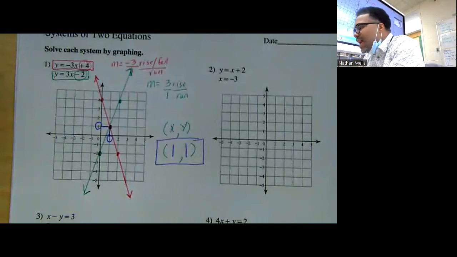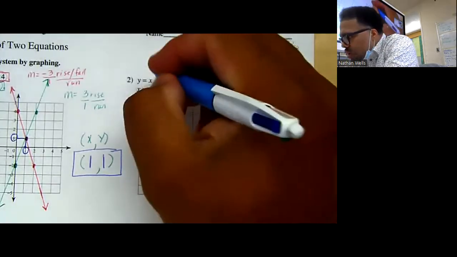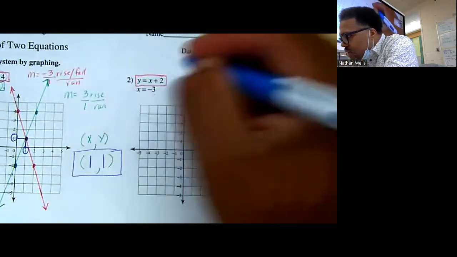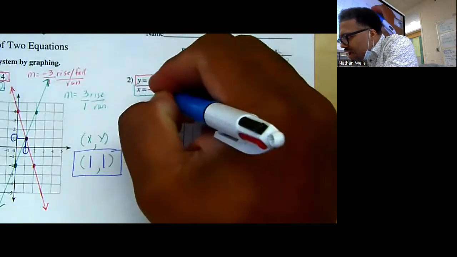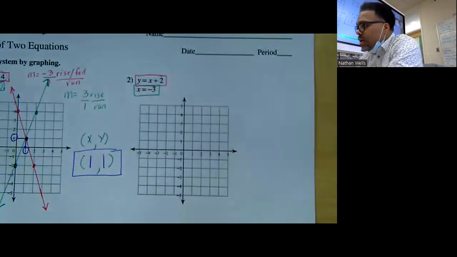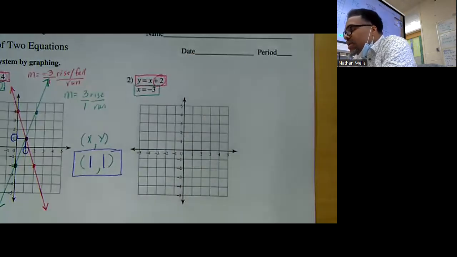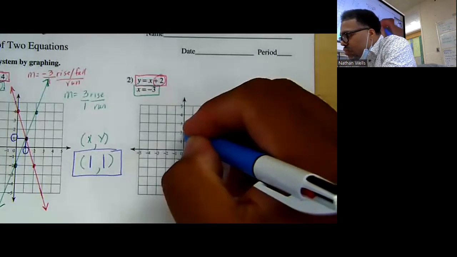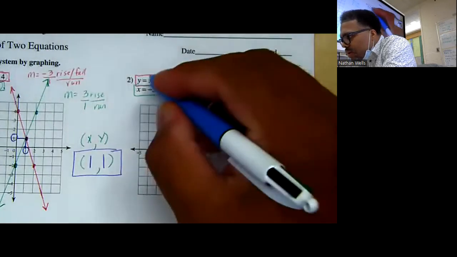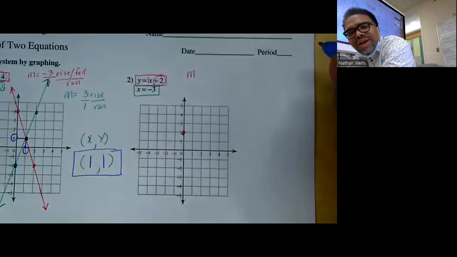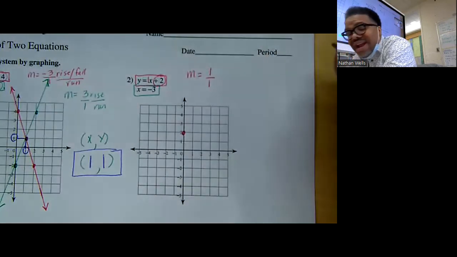Let's take a look at another example. For number 2, I have y equals x plus 2. And I also have x is equal to negative 3. So the first one is in slope intercept form. I'm going to find 2 and plot a point there since that's my y-intercept. My slope, you don't see a number in front of the x. There's always an imaginary 1 there. So that means that my slope is 1, but I like to write it as a fraction.